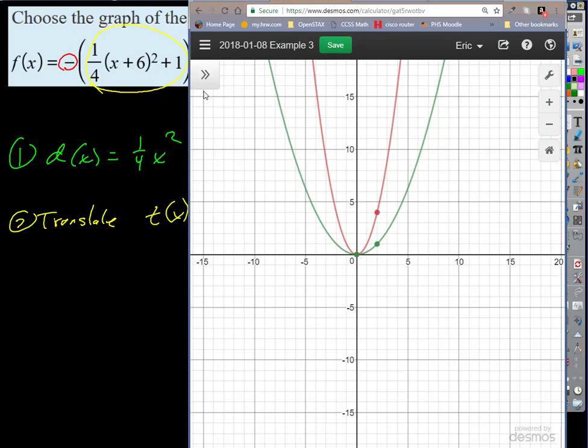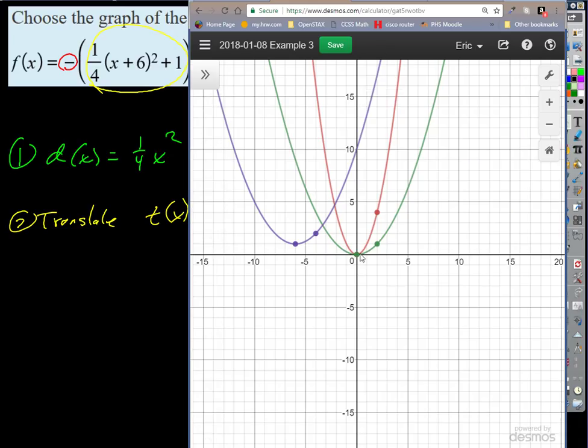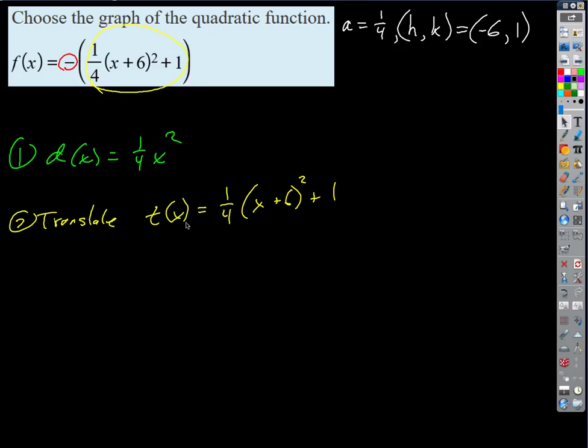Okay, so here's the next step. Everybody agree? From the dilated green function, that was step one, we went left 6 and up 1 to get the purple, right? So there's the end of step 2. But then there's one more step. What do we have to do now? Multiply everything by -1. Okay, we've got to reflect it, right?